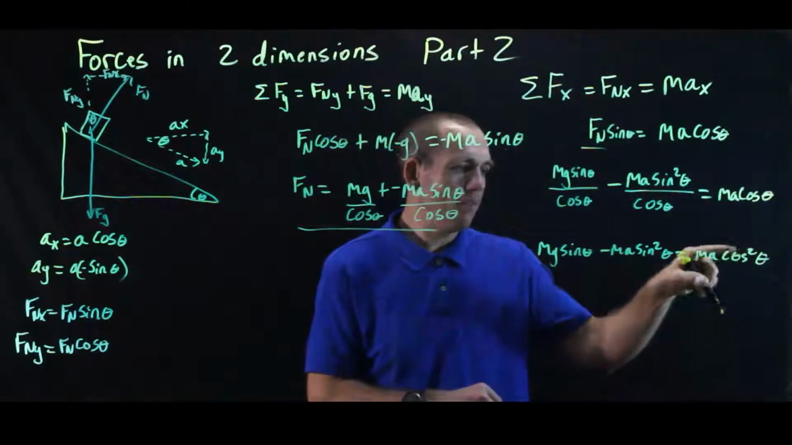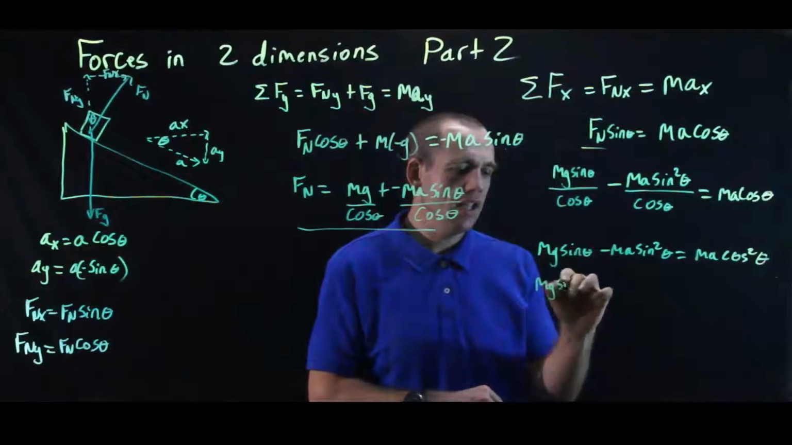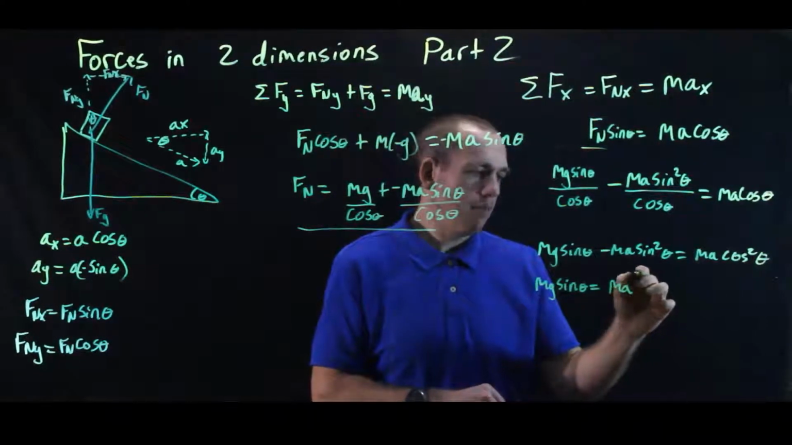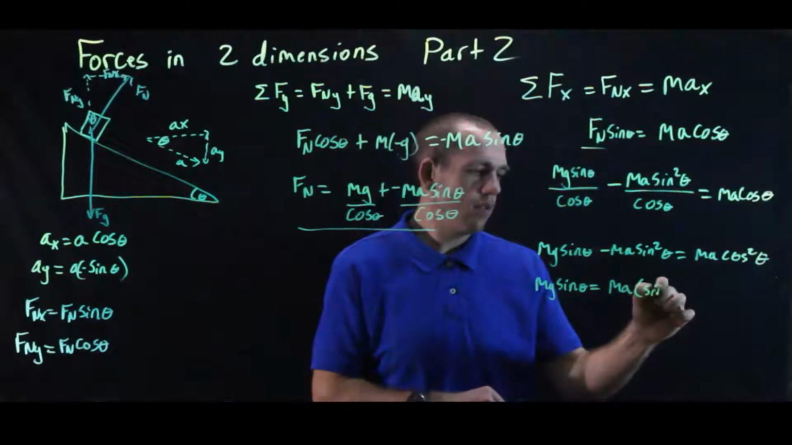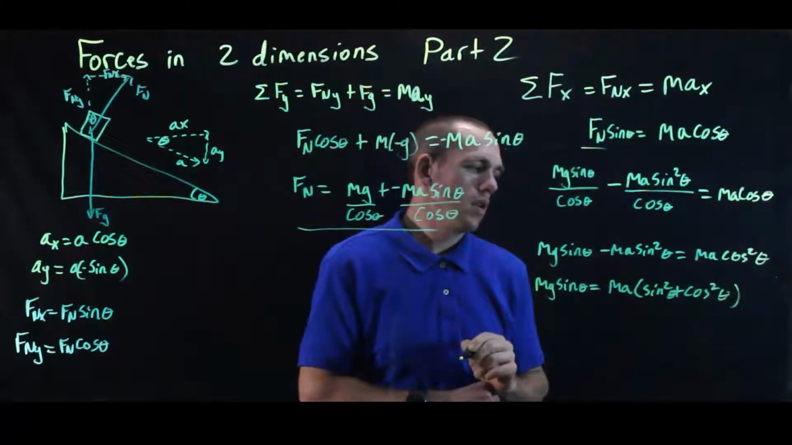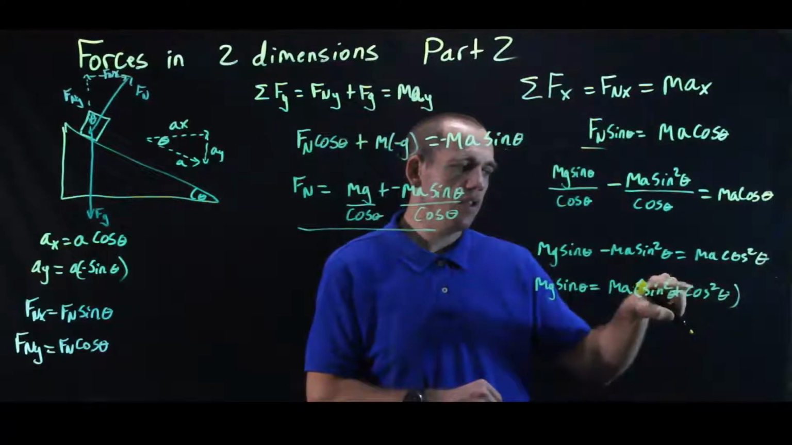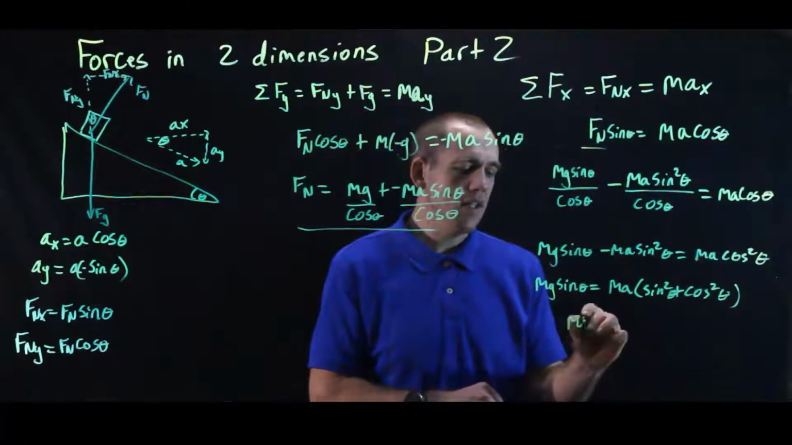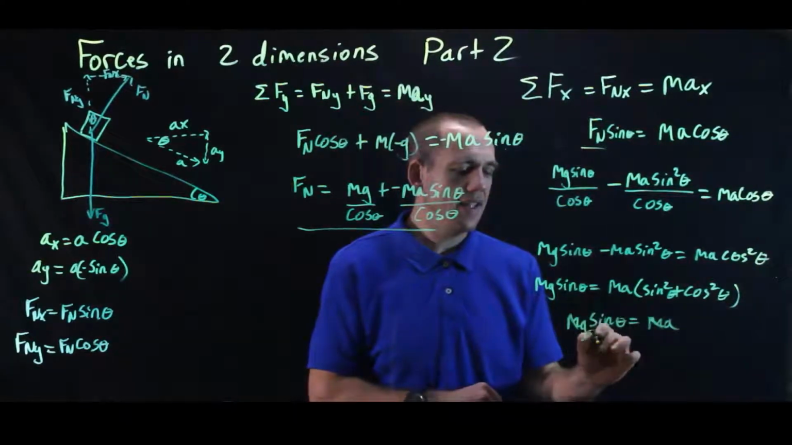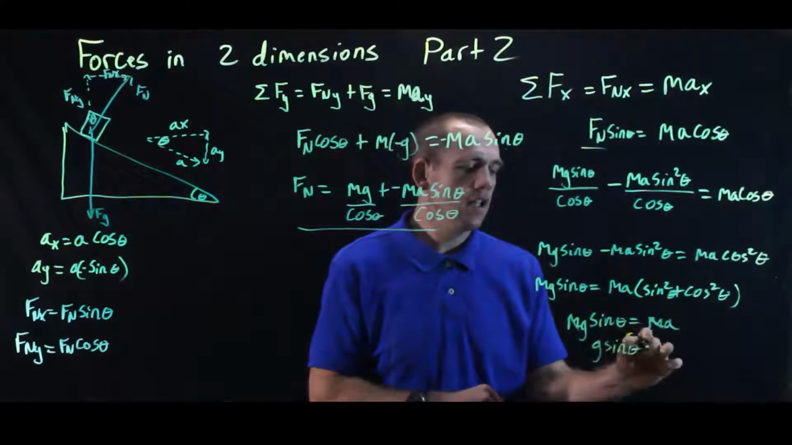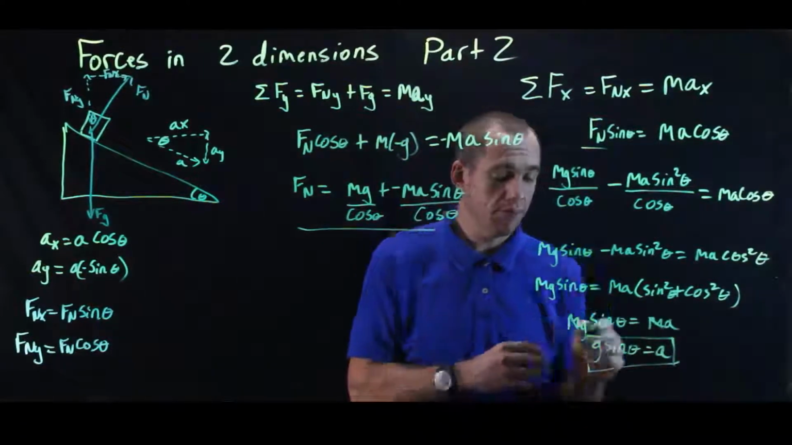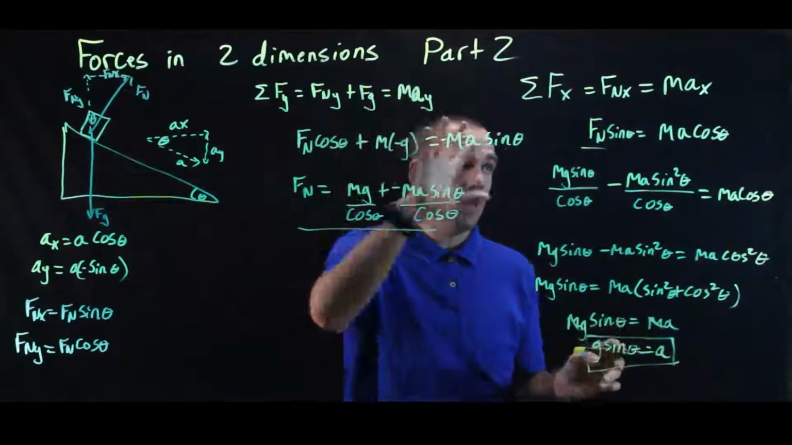Now I can add over ma sine squared theta, get mg sine theta is equal to ma, and I'm going to go ahead and factor that ma out: sine squared theta plus cosine squared theta. Well, that's a Pythagorean identity. Sine squared theta plus cosine squared theta is 1, which means mg sine theta is equal to ma. Mass is on both sides, it cancels. g sine theta is equal to the acceleration. That is a very nice, simple representation for the acceleration that went through a big, long derivation.